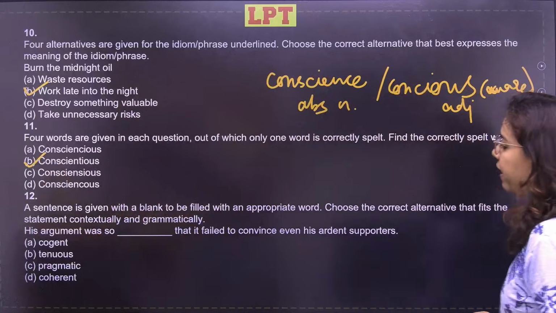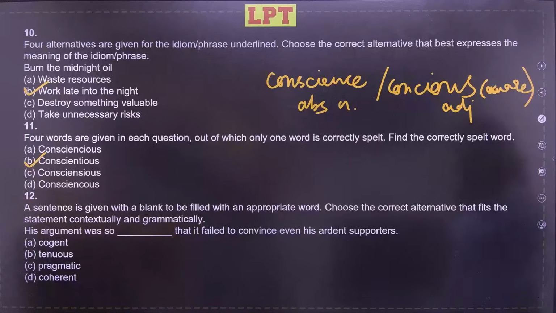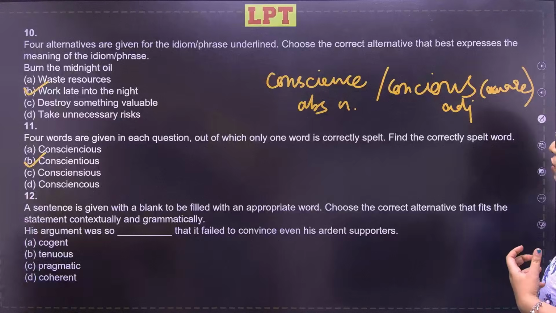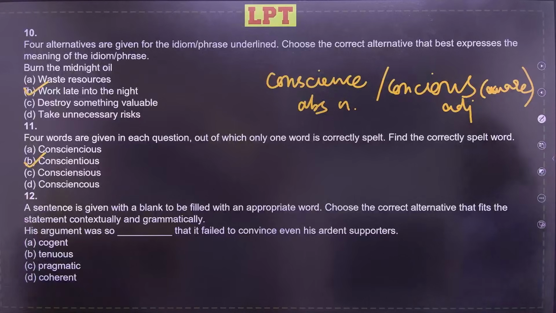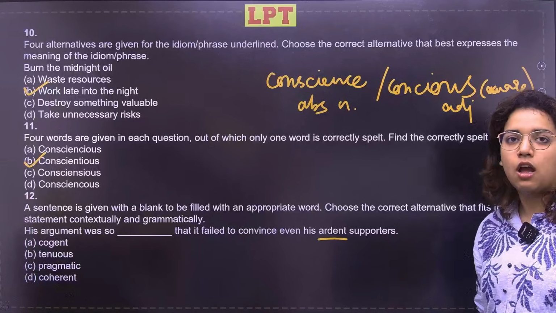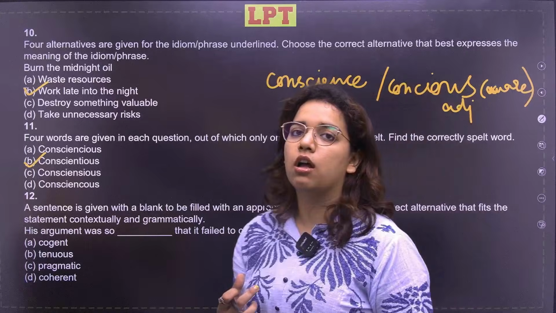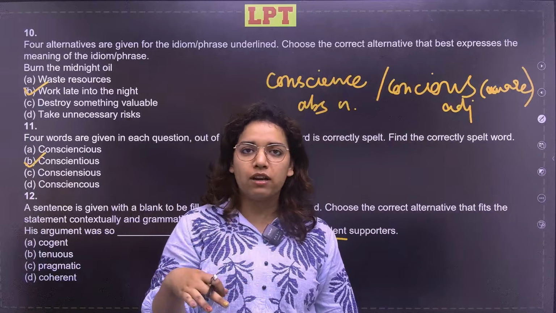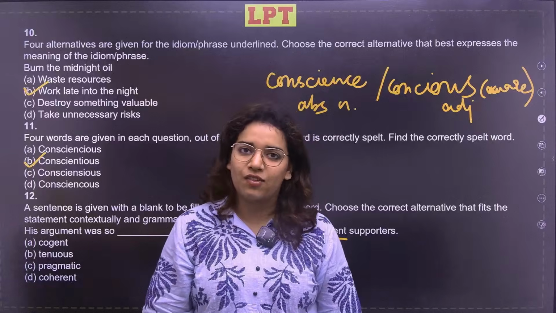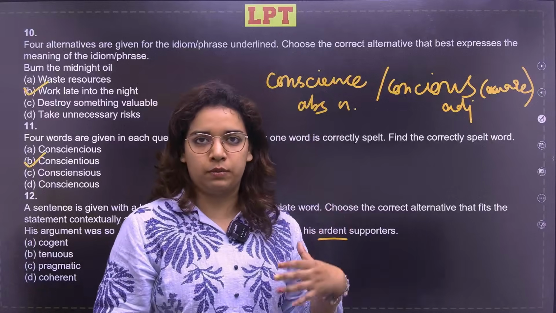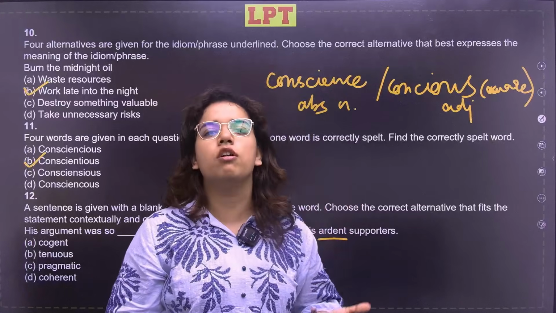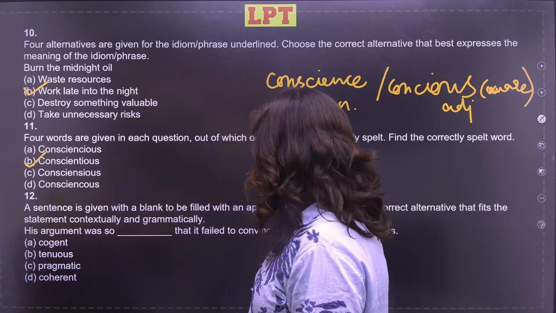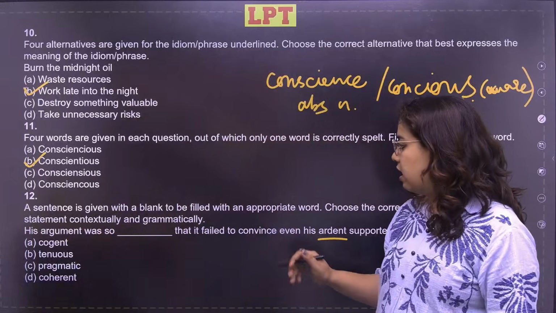Okay. Now let's move ahead. A sentence is given with a blank to be filled with an appropriate word. Fine. Which fits the statement contextually and grammatically. Okay. His argument was so dash that it failed to convince even his ardent supporters. First of all, let's talk about this word ardent. Ardent basically means something very strong, and something very strong with belief. So ardent supporters are the ones who support you no matter what, and they are very strong supporters of yours, right? There is a phrase called ardent desire for something. That means you have very strong belief, very strong desire for that particular thing. So ardent means that.